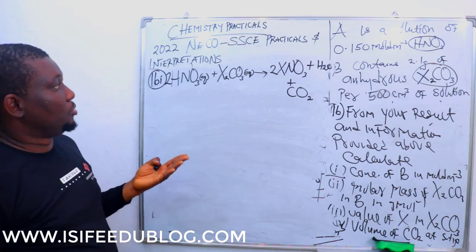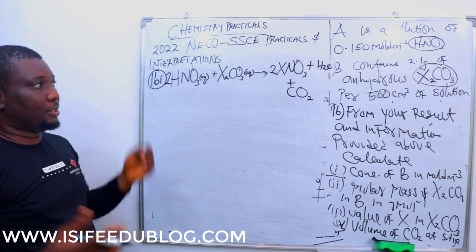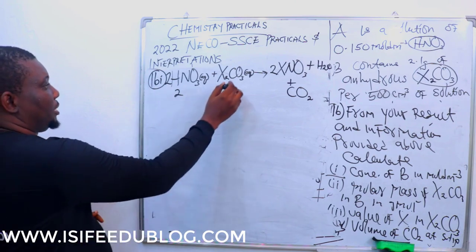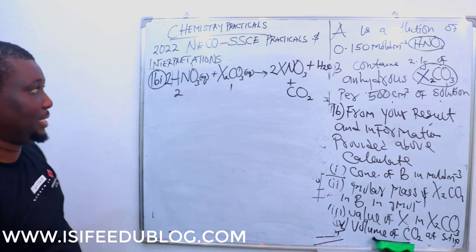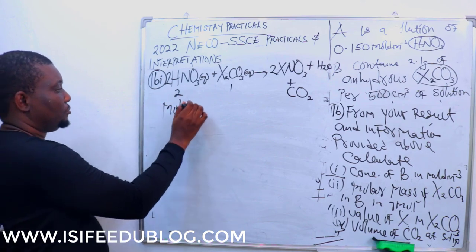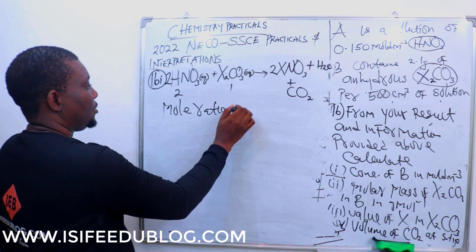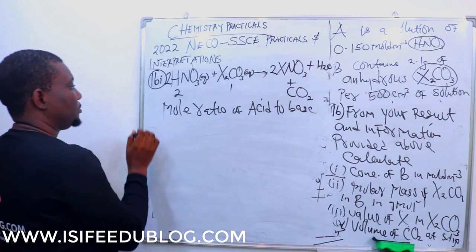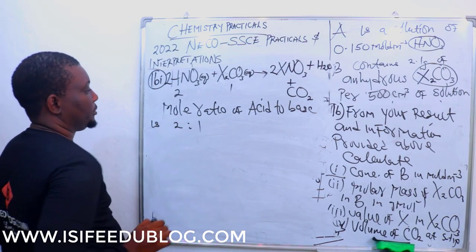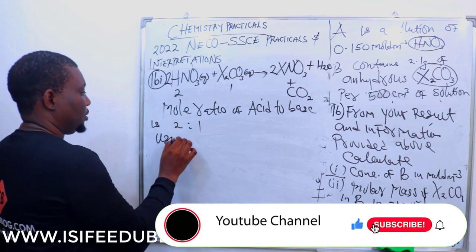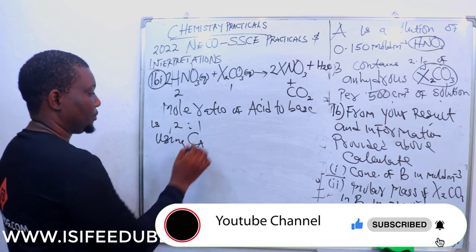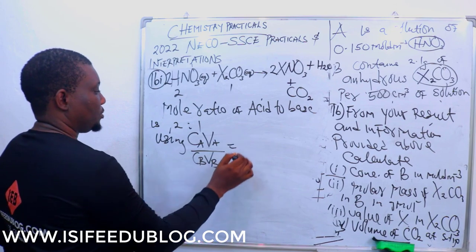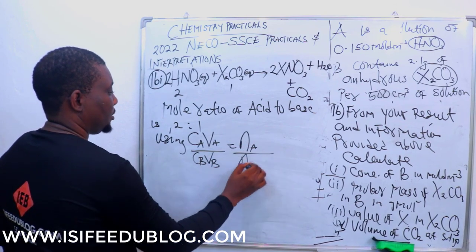This is what the product is, the reactant. Well, I'm going to take the reactant seriously so as to know the mole ratio. The mole ratio of the acid reactant is just 2. Mole ratio of the base reactant is just 1. I will have to state it emphatically. Mole ratio of acid to base is 2:1. And then using CA VA all over CB VB equals NA all over NB.